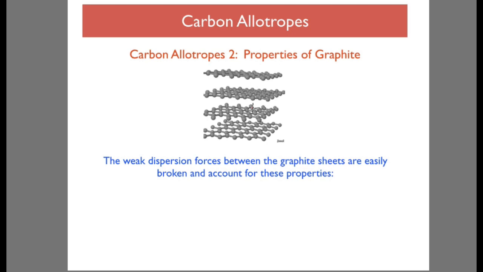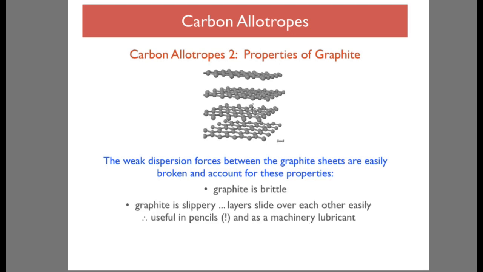Properties of graphite. The weak dispersion forces between graphite sheets are easily broken and account for some of these properties. Graphite's very brittle. Graphite's slippery. The layers slide over each other easily. This is very useful in pencils and as a machinery lubricant.